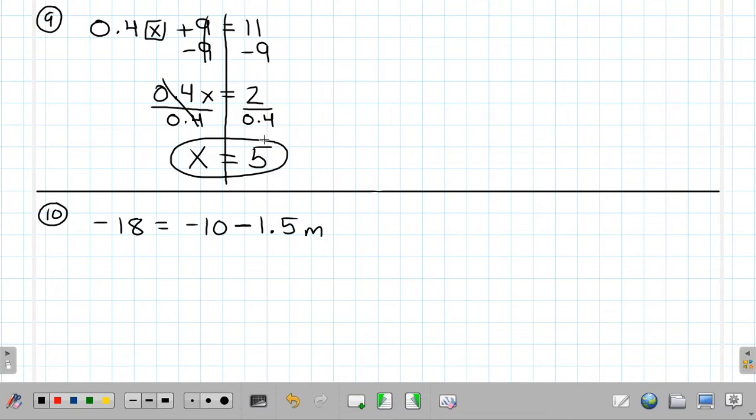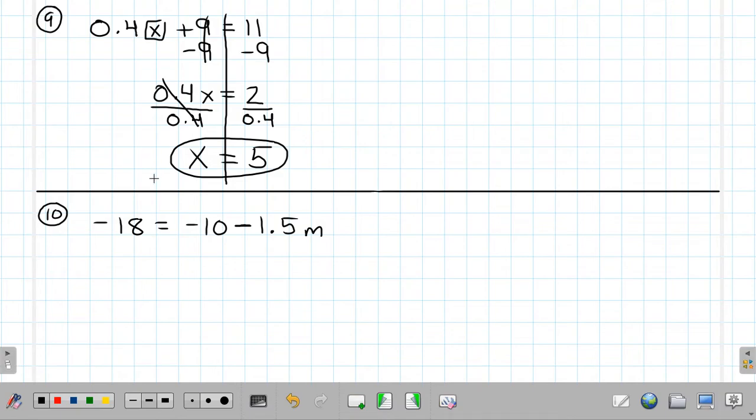But once again, don't let the decimals mess you up, because the steps are still the same. We multiplied times 0.4, then added 9. That means my steps have to be subtract 9, divide by 0.4 in that order.